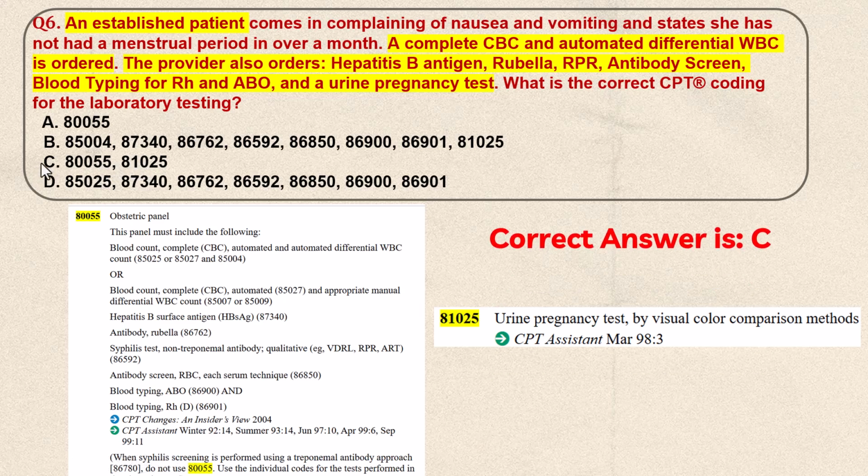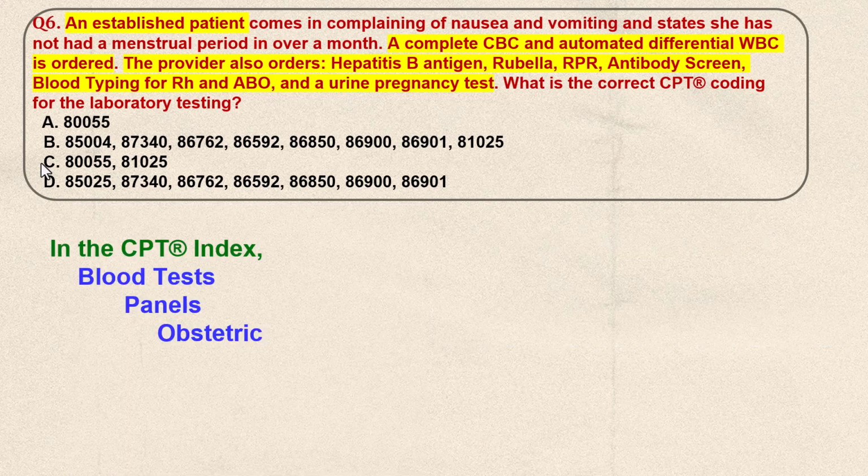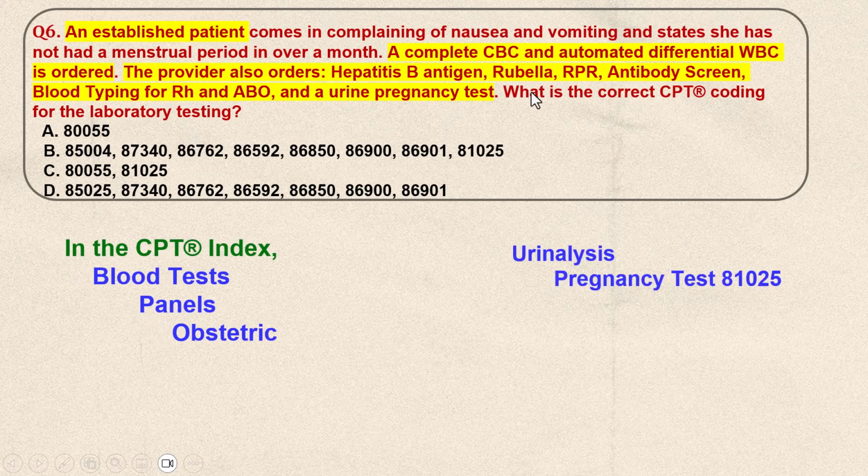So if you encounter this case in a real working scenario, you have to go with the CPT alphabetic index. So in the CPT alphabetic index, you have to go to the blood test first, then go to the subcategory of panels, then go to the obstetric. So you will find the obstetric code. For the second part of the code, that is urine pregnancy test, you have to go to the urine analysis, then go to the subcategory pregnancy test. It will lead you to the code 81,025. Again, go back to the tabular list and confirm the answer. Once you confirm, the correct answer will be answer C.